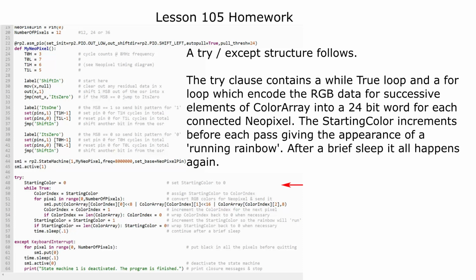A try except structure follows. The try clause contains a while true loop and a for loop, which encode the RGB data for successive elements of color array into a 24-bit word for each connected NeoPixel. The starting color increments before each pass, giving the appearance of a running rainbow. After a brief sleep, it all happens again.